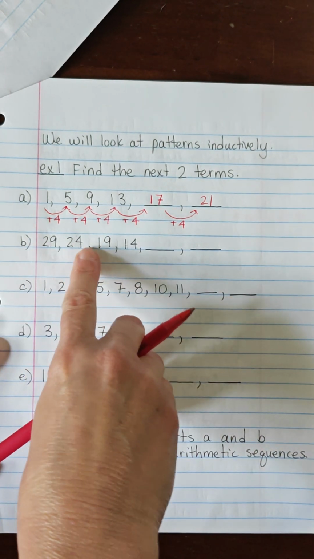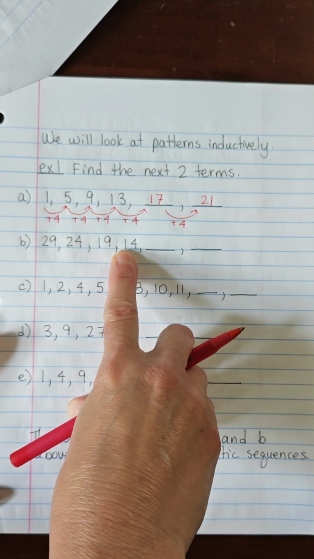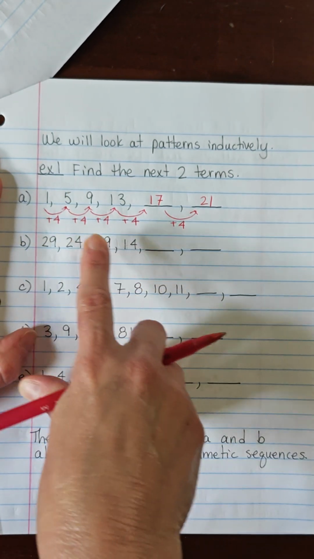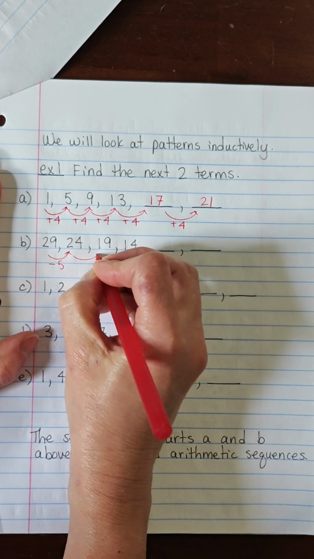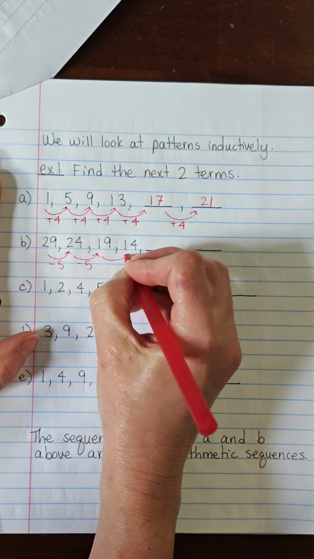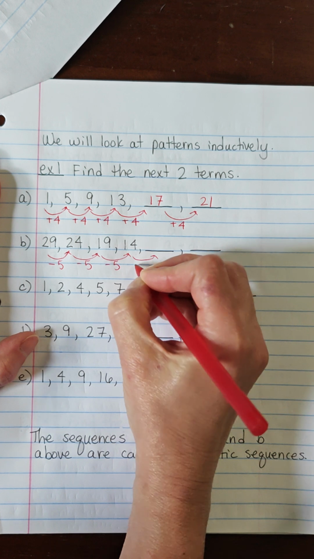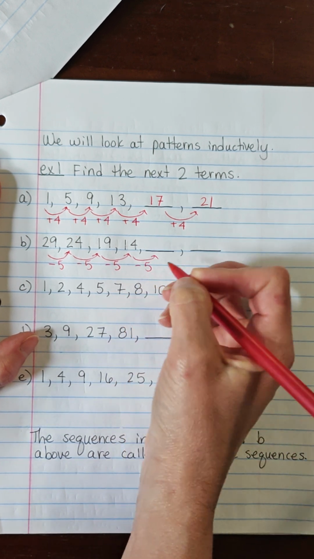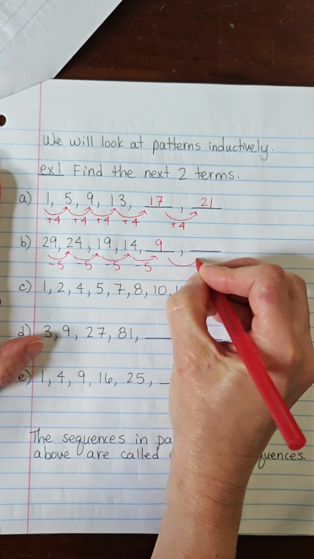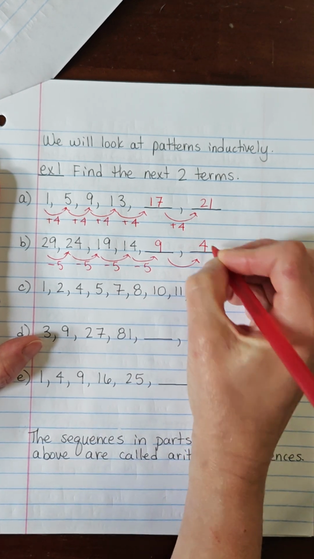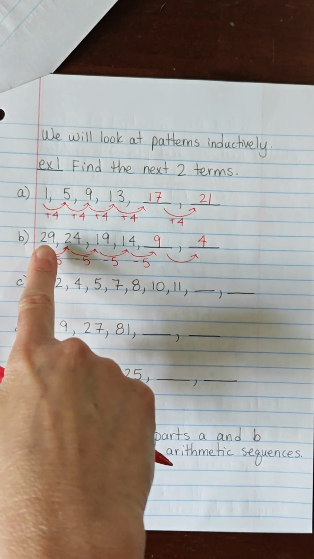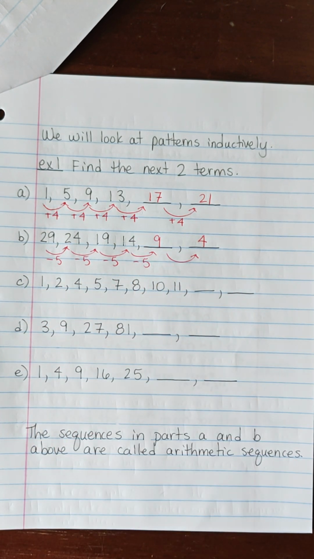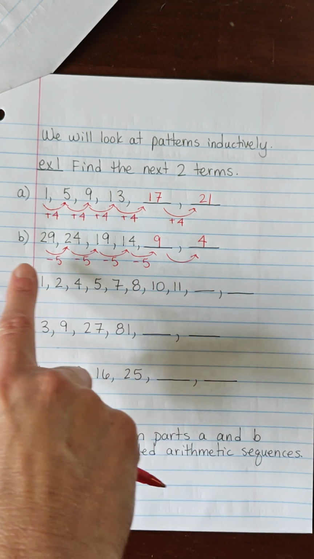This one, you'll notice the numbers are decreasing. So this time, instead of adding, I'm subtracting. And this time, I'm subtracting 5 each time. So 14 minus 5 is going to be 9. And then 9 minus 5 is going to be 4. You can also see that it's a 9-4 repeated pattern in there because of the way that our base 10 system works.